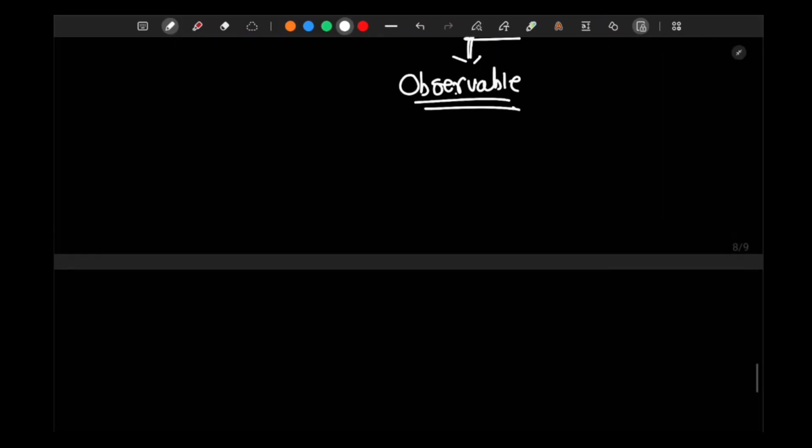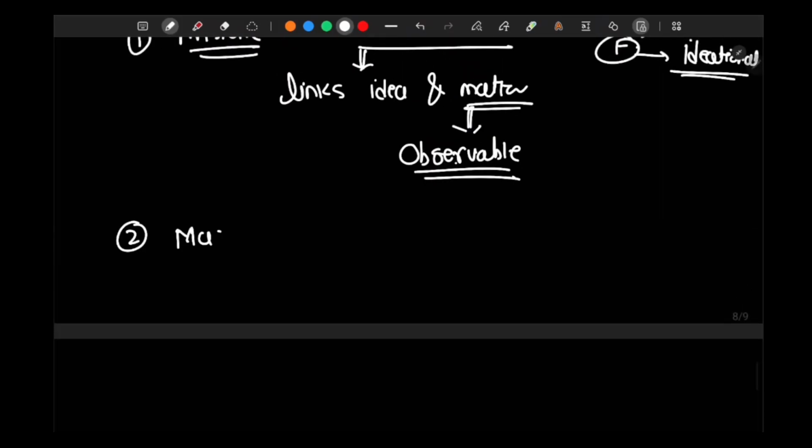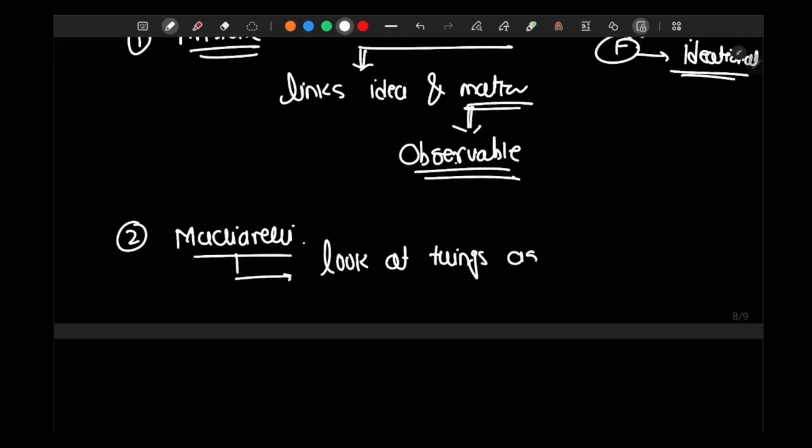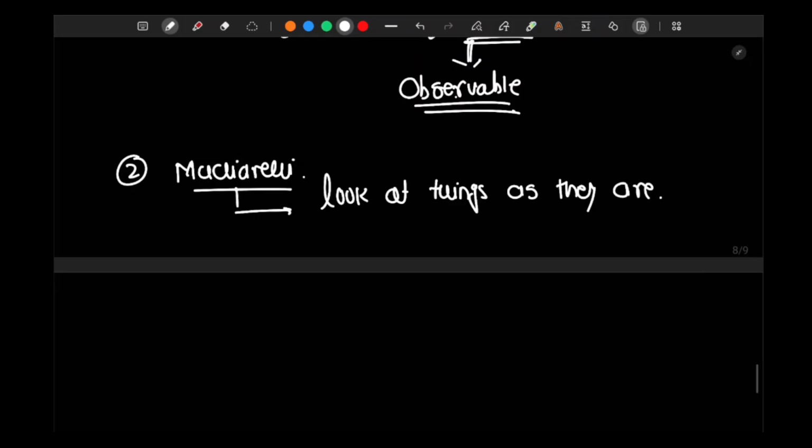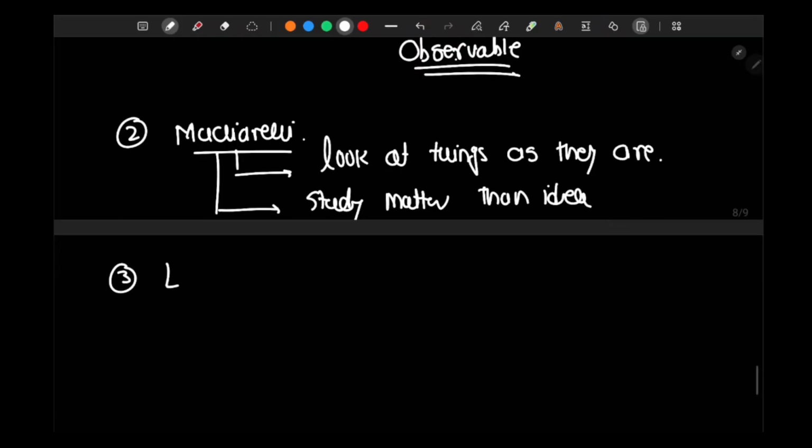Then there is Machiavelli. Machiavelli is an empirical scholar, a scholar of real politics, and he says: look at things as they are. There is no need to look at things in the other way. We need to study matter rather than idea. This is Machiavelli. Then there is Locke.